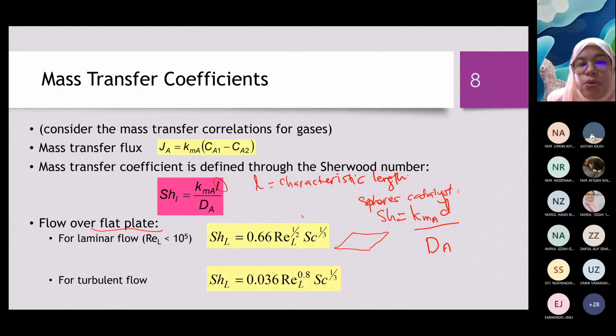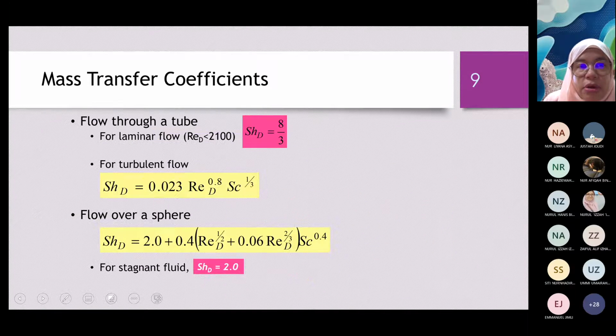The important thing that you need to know is the shape of catalyst. Either it is a flat plate, film, or sphere catalyst, or tubular catalyst. If tubular catalyst, we can consider it as a tube, cylinder, tubular. So how can we calculate the Sherwood number? For laminar flow, Sherwood number is automatically equal to 8/3. So if the shape of catalyst is tubular or cylinder or tube, Sherwood number is 8/3 for laminar flow. But if the flow is turbulent, this is the equation for you to calculate the Sherwood number.